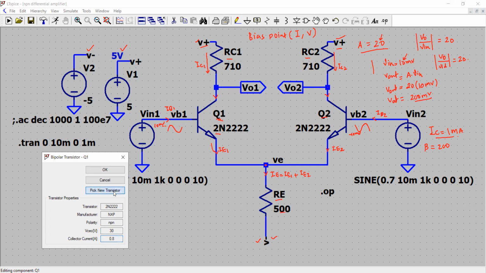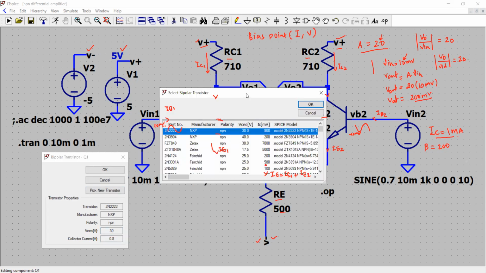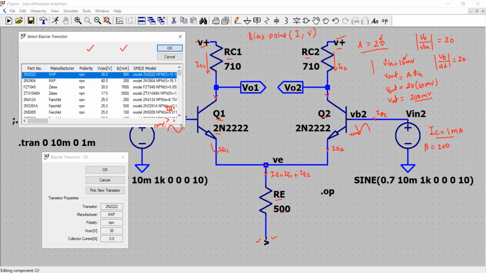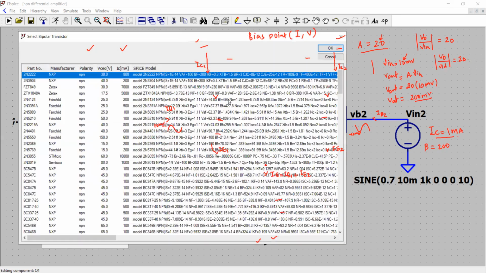Now I will click pick new transistor, which opens the SPICE model. Here I can see that I'm using the very first row of the transistor, and these are the two voltages and currents respectively. Then .model, that's the SPICE line. 2N2222, it is NPN. IS stands for reverse saturation current through the PN junction diode, or it is also called scale current, which is about 10 femtoamps.